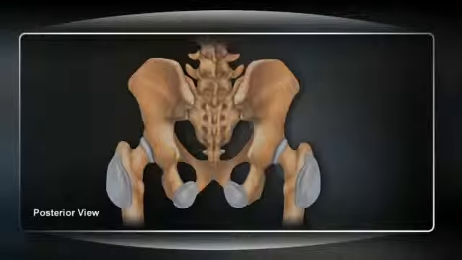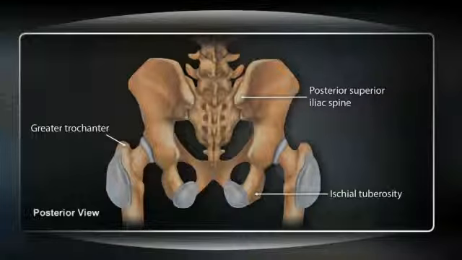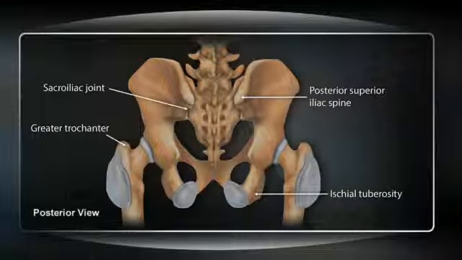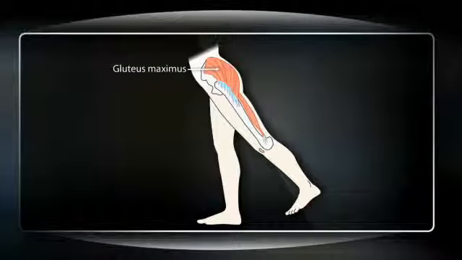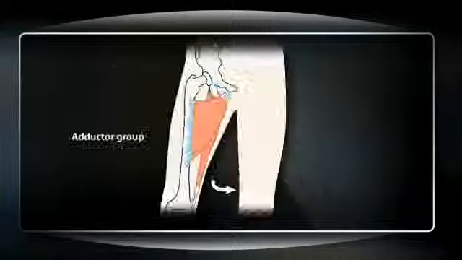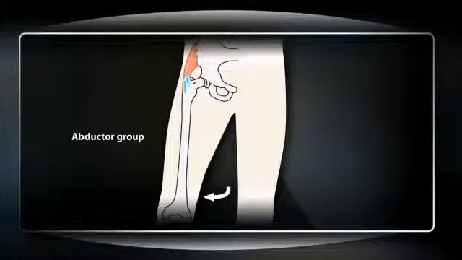On the posterior aspect of the hip, note the posterior superior iliac spine, the greater trochanter, the ischial tuberosity, and the sacroiliac joint. 4 powerful muscle groups move the hips. The flexor group, which lies anteriorly and flexes the thigh, primarily the iliopsoas. The extensor group, primarily the gluteus maximus. The adductor group, which swings the thigh toward the body. And the abductor group, which moves the thigh away from the body.